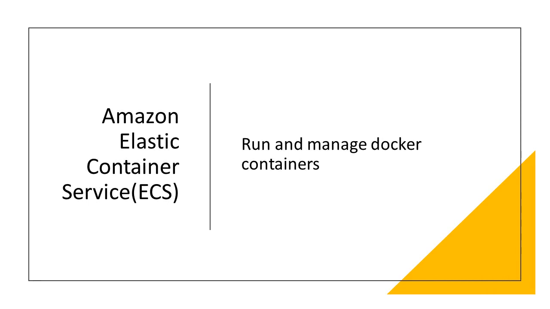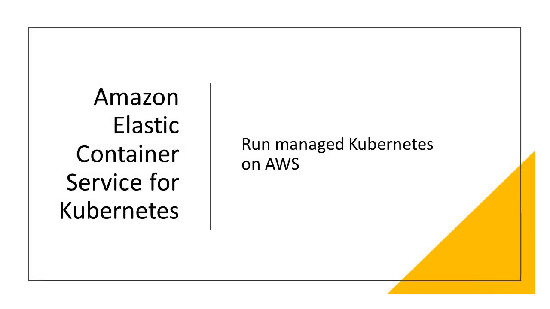Amazon Elastic Container Service, ECS, service. Amazon ECS is a fully managed container orchestration service that makes it easy for you to deploy, manage, and scale containerized applications. Amazon Elastic Container Service for Kubernetes Service. Amazon Elastic Container Service for Kubernetes, Amazon EKS, is a fully managed service that makes it easy for you to use Kubernetes on AWS without having to be an expert in managing Kubernetes clusters. Amazon EKS is a managed container service to run and scale Kubernetes applications in the cloud or on premises.